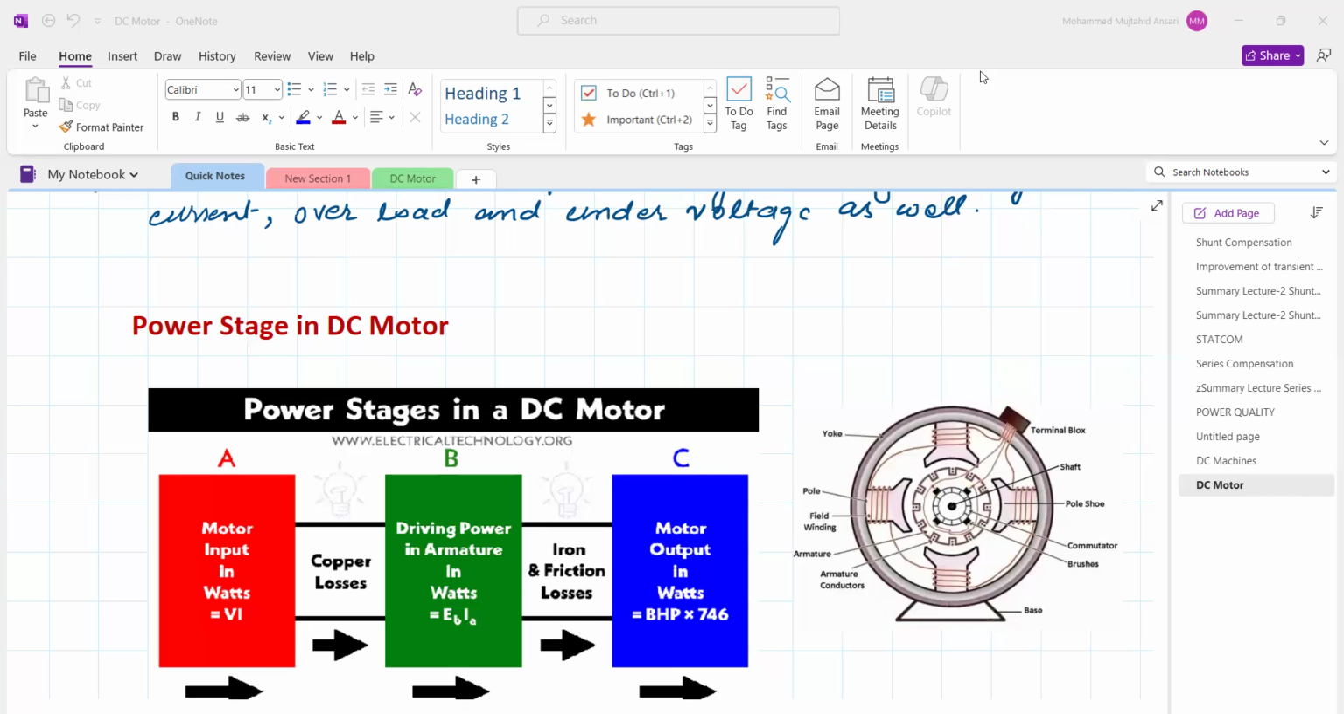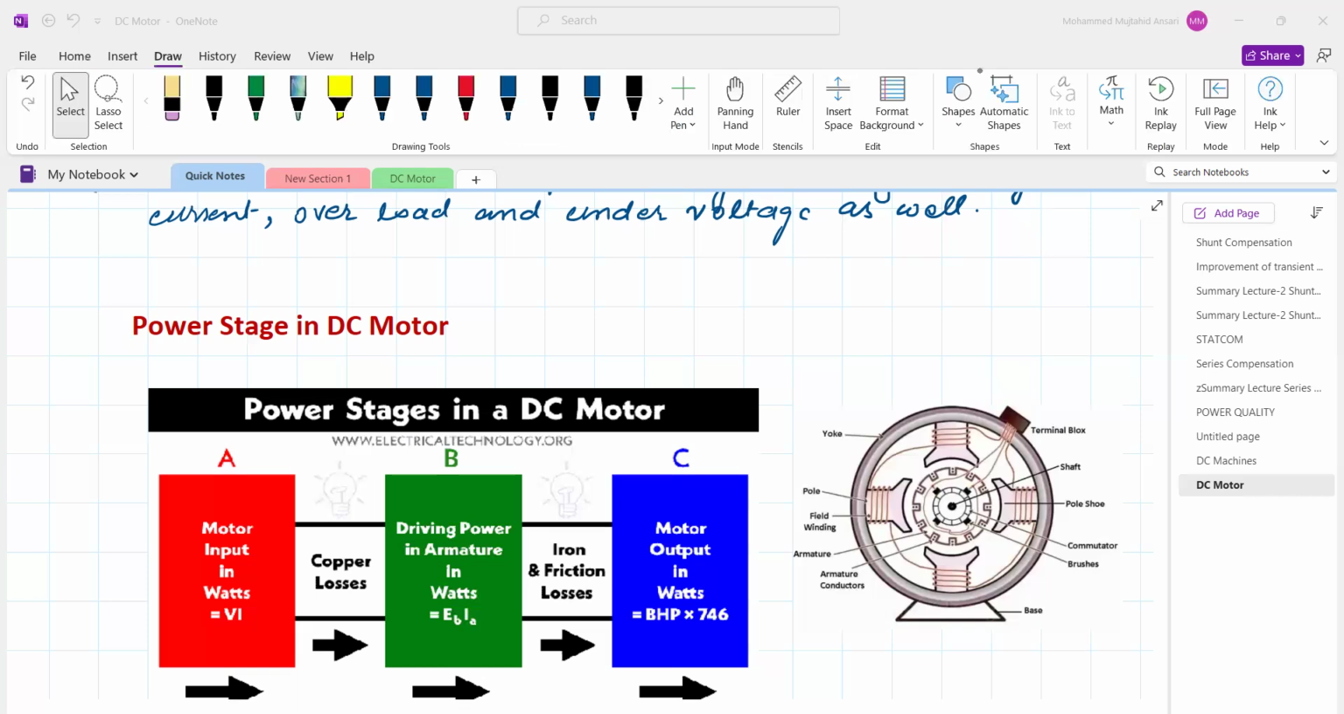The only difference is that in the case of a motor, the input is electrical power and the output is mechanical power. Therefore, the power stages are just reversed. Now, see the power stages in this figure.